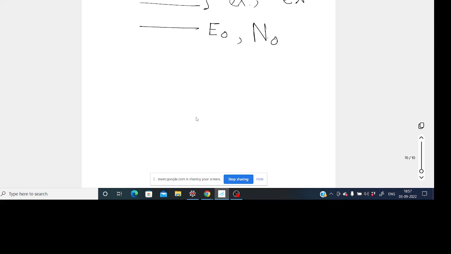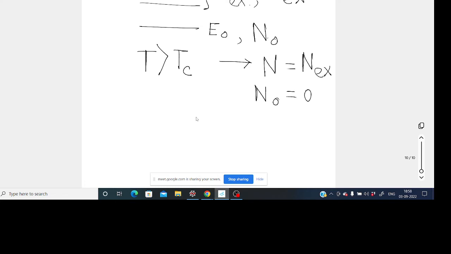The number of particles in the ground state is N naught, and the number of particles in all the combined excited states is N x. So if T is greater than TC, then N equals N excited. I mean, N is the total number of particles. So N naught is zero. So if T is greater than TC, there is no accumulation of particles in the ground state.